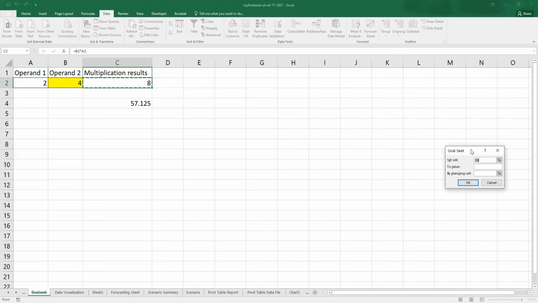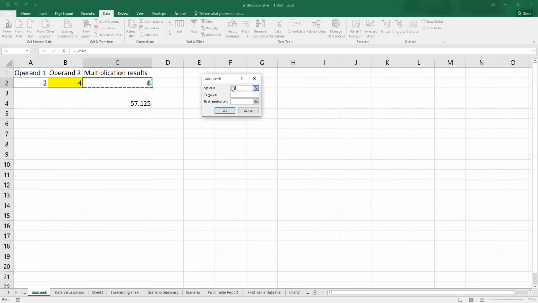I call Goalseek a feature because once you finish using Goalseek, it doesn't leave any trace for you later. So other people will not know whether you used Goalseek or not. Goalseek needs three values that you have to put: set cell, to value, and by changing cell.